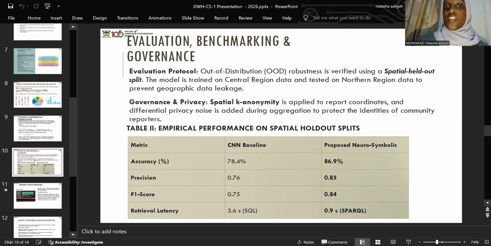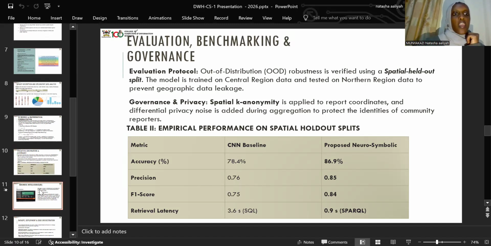This proposed neurosymbolic model achieved higher accuracy, precision, and F1 score compared to the CNN baseline. The retrieval latency was also reduced significantly when using semantic graph querying instead of traditional SQL joins. In terms of governance and privacy, the system applies partial k-anonymity and differential privacy to protect sensitive community data.